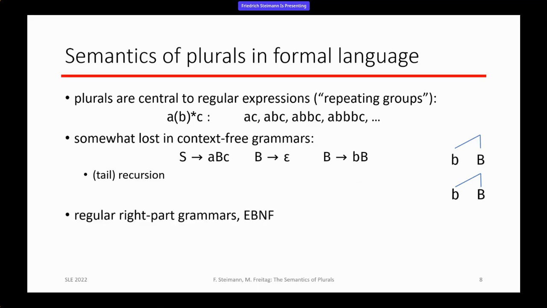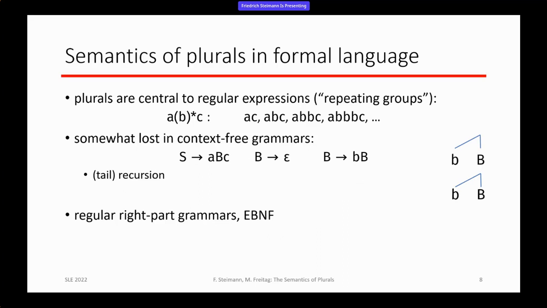So very early in the history of context-free grammars, and their use in the specification of programming languages, it was discovered that the loss of the plural in the regular expressions was actually a loss. So it was reintroduced in so-called regular right-part grammars. These are grammars that allow regular expressions on the right-hand side of a production rule.